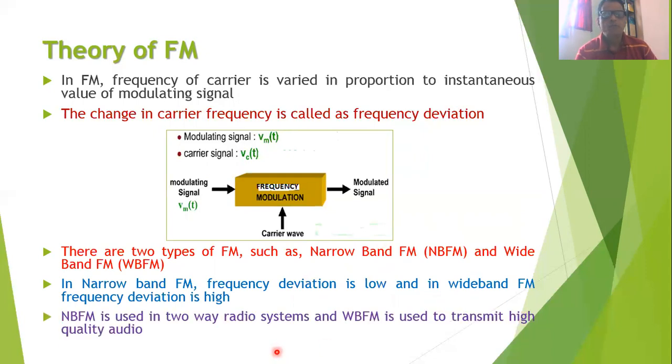Narrow band FM is used in certain systems, for example, in walkie-talkies or two-way radio systems. Wideband FM is preferred whenever we want to transmit high quality audio. So whenever stereophonic sound is being transmitted and you are expected to receive stereophonic sound, the wideband FM technique is used.